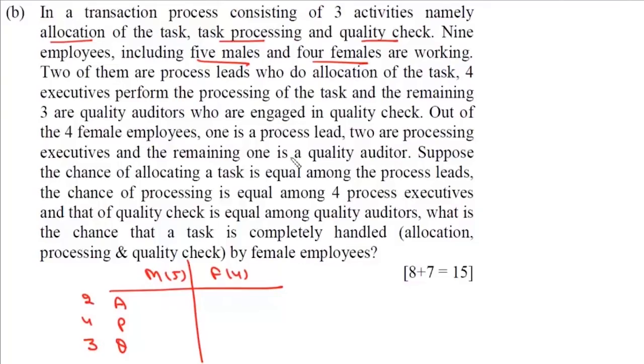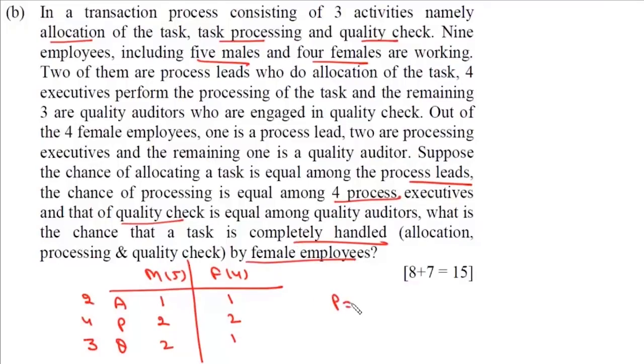Now out of the 4 female employees, 1 is a process lead. So we have 1 male processing lead and 1 female processing lead. 2 are processing executives. So we'll have 2 and 2 here, and then the remaining 1 is a quality auditor. So one of the female is quality auditor, whereas we have 2 male quality auditors. Now suppose the chance of allocating a task is equal among the process leads, equal among processes and equal among quality checks. What is the probability that the task is completely handled by a female employee?